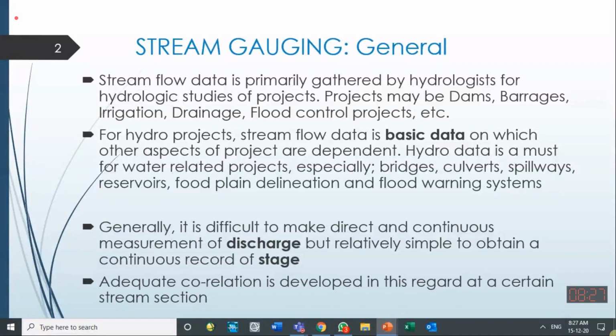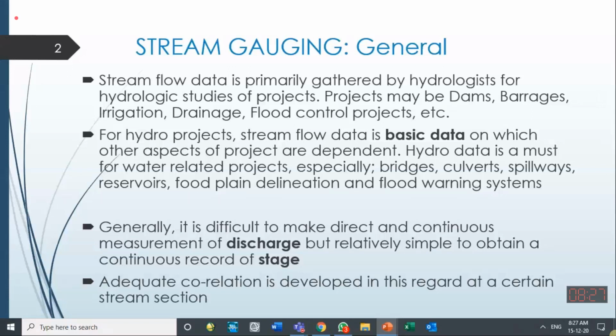If it is not there, you will install a new stream gauging station over there, and you will then have data of a very limited time period. Then you will use the scientific method to extrapolate those data. So stream gauges are quite important.